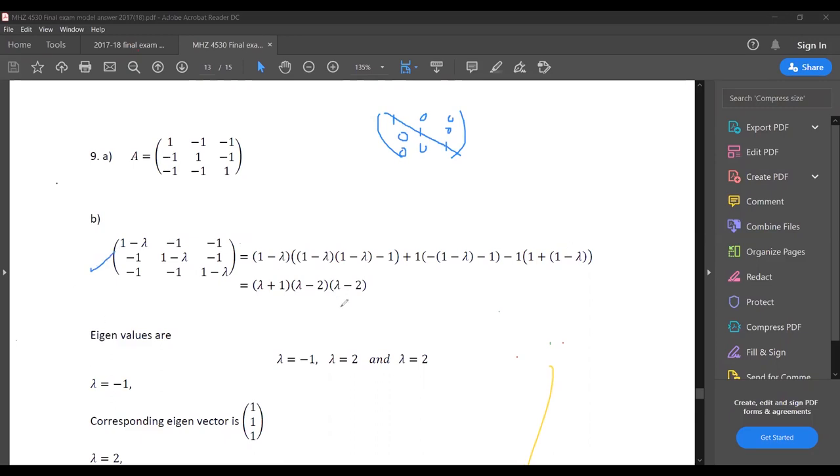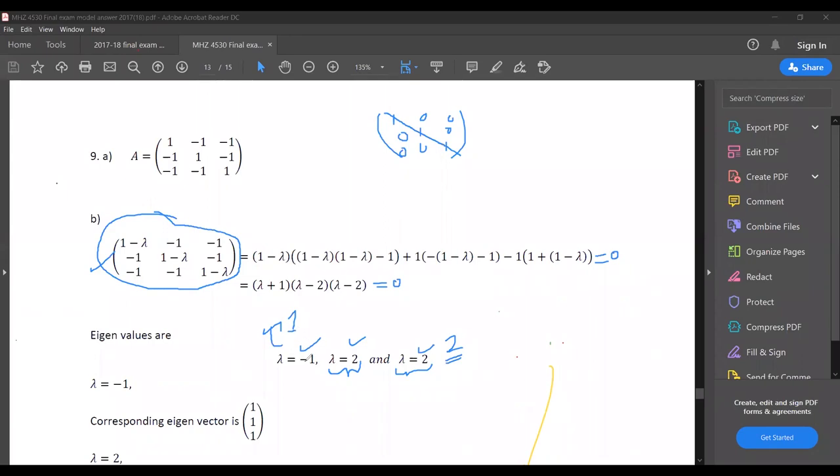And we need to equate this to 0. So we have three solutions: lambda equal minus 1, lambda equal 2, and the other one is also 2. So we get the same answer twice. When you substitute 2 into this matrix, we can find 2 eigenvectors, and from the other one, we can find 1 eigenvector.